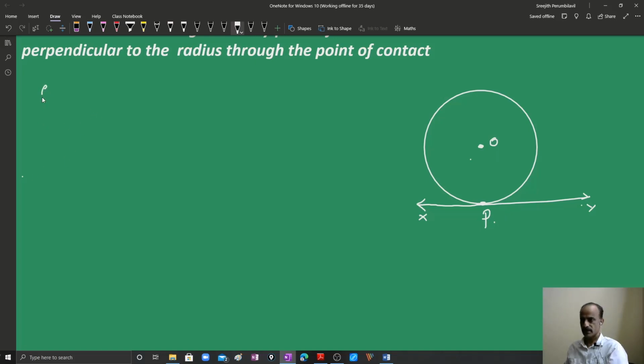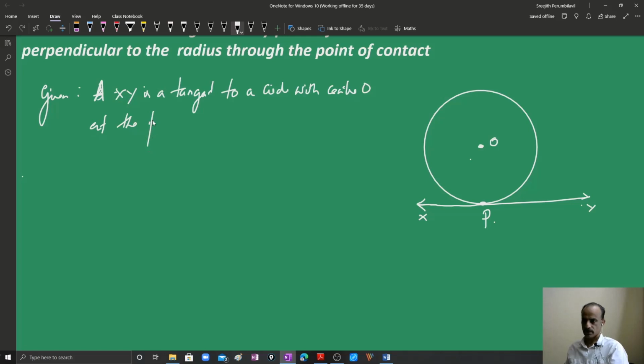So what is given here? Given a circle, XY is a tangent to a circle with center O at the point P. Where is the tangent? Tangent at the point P.